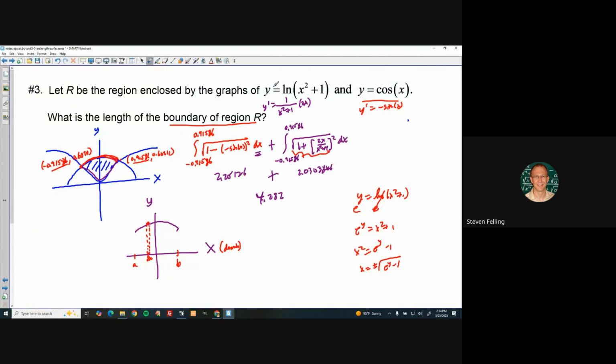So if this is a y, we tend to just use the other variable as the integration variable. And if this were solved for x, we would switch to the other direction. But technically, you can do it either way. There's no rules like perpendicular or parallel or anything like that.